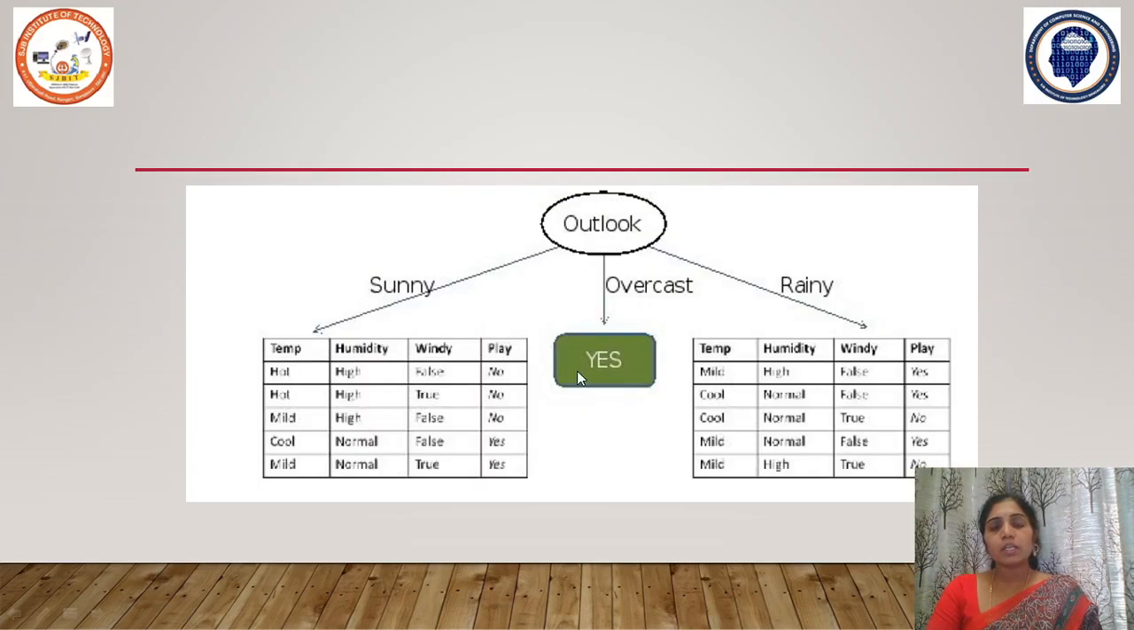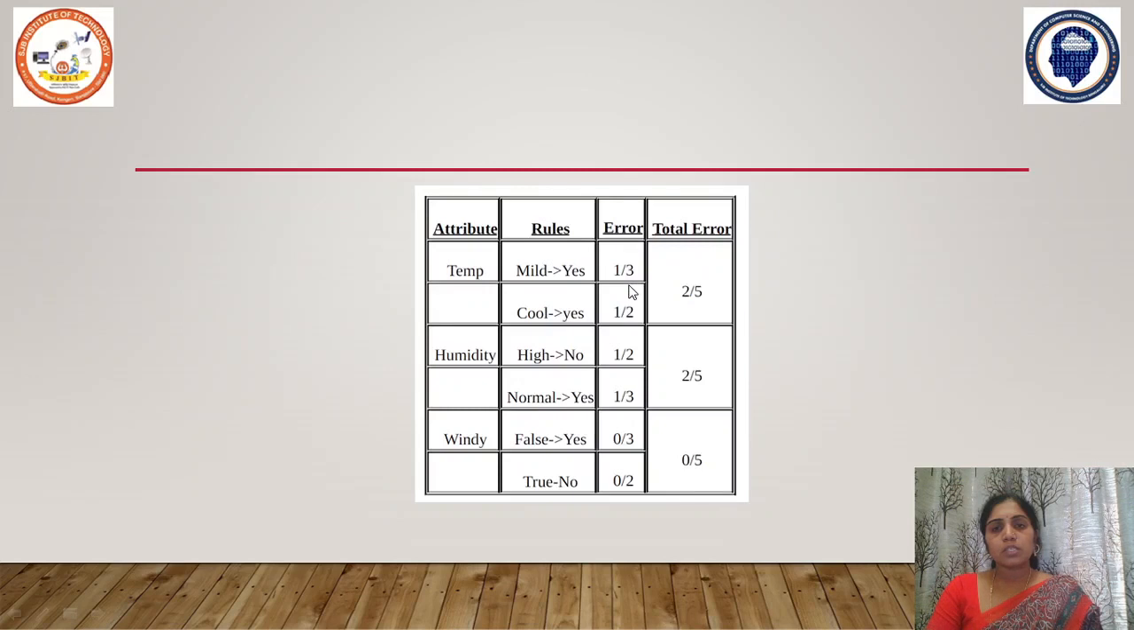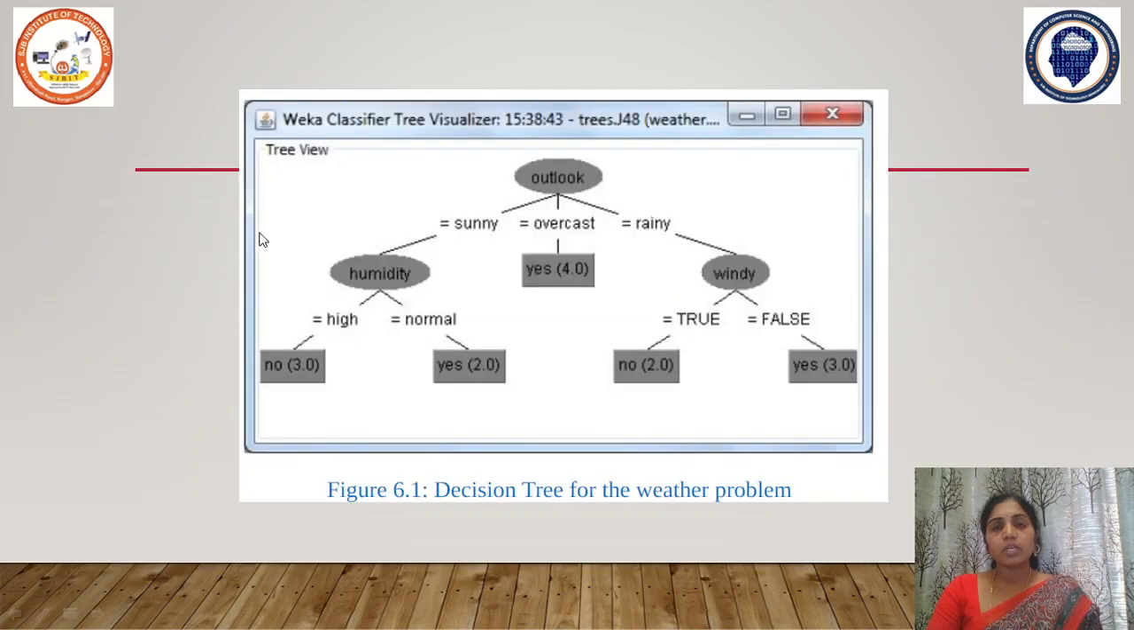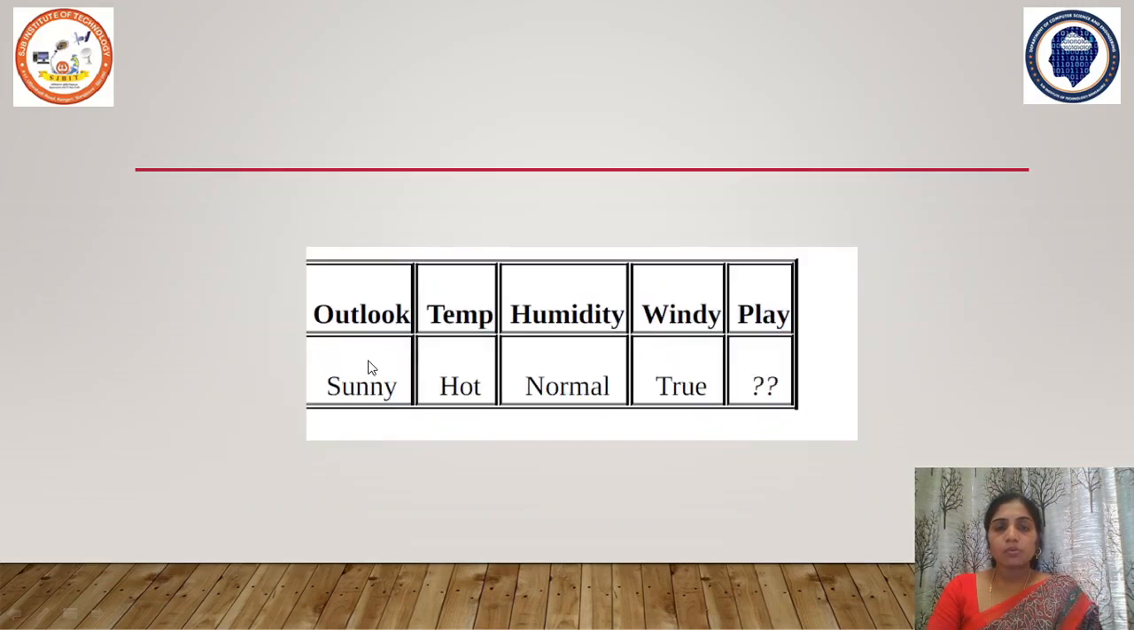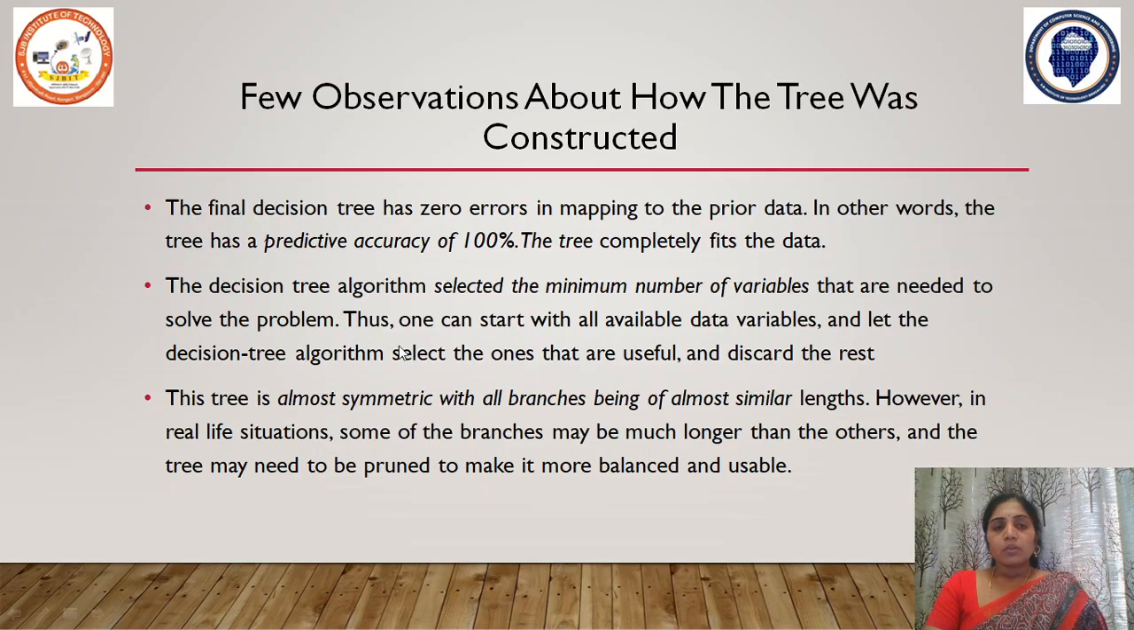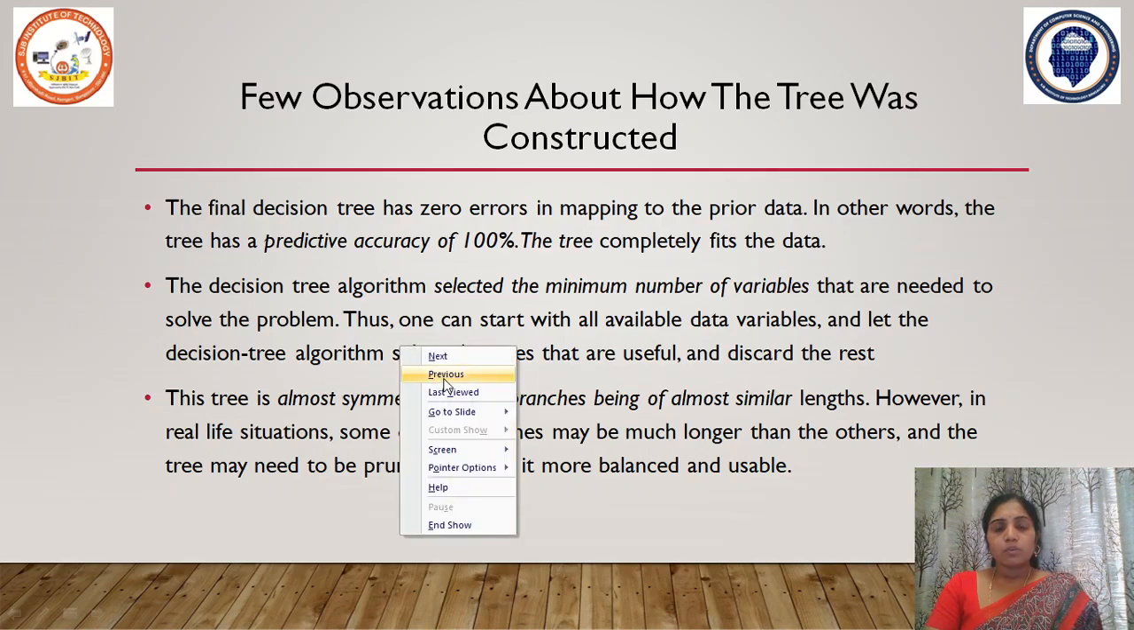Next, a few observations about how the tree was constructed. The final decision tree has zero errors in mapping to the prior data. In other words, the tree has a predictive accuracy of 100%, a tree which completely fits the data. So the decision tree algorithm has selected the minimum number of variables that are needed to solve the problem. Thus, one can start with all available data variables and let the decision tree algorithm select the ones that are useful and discard the rest.